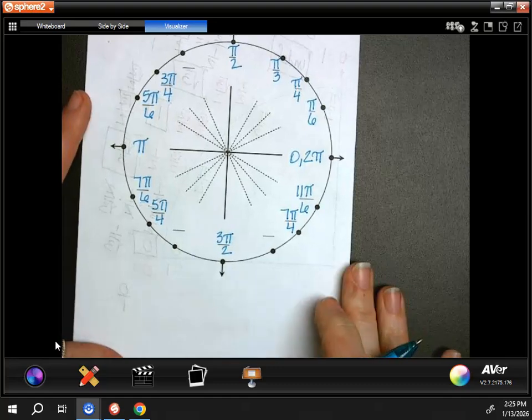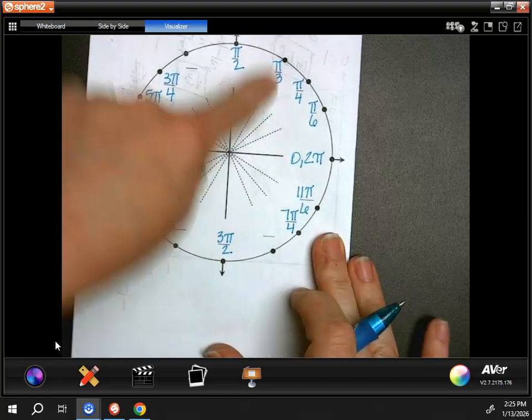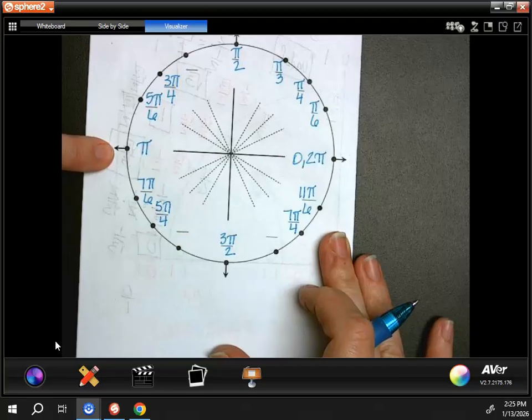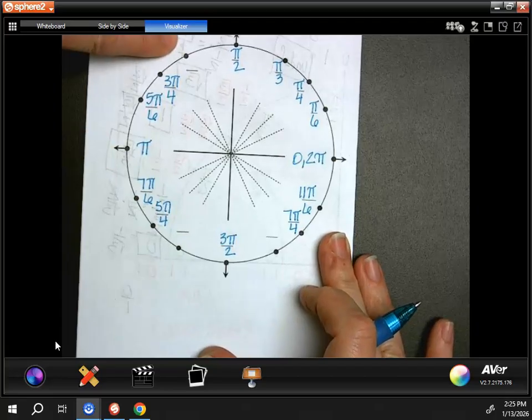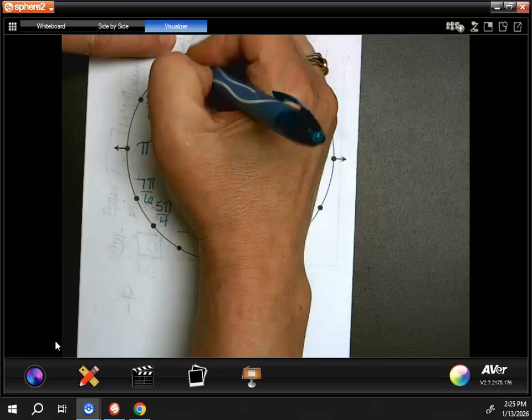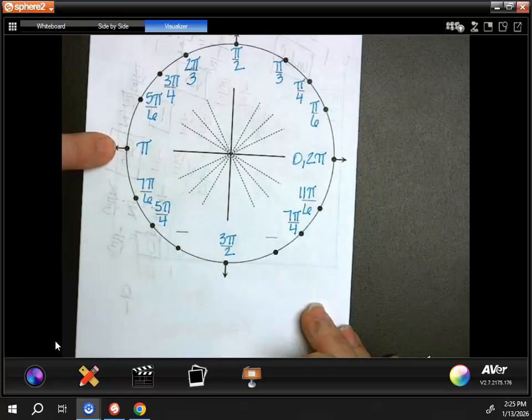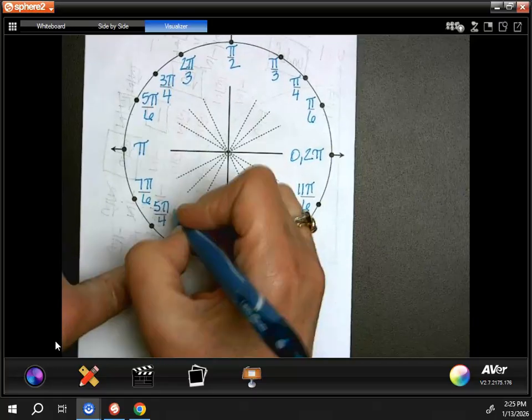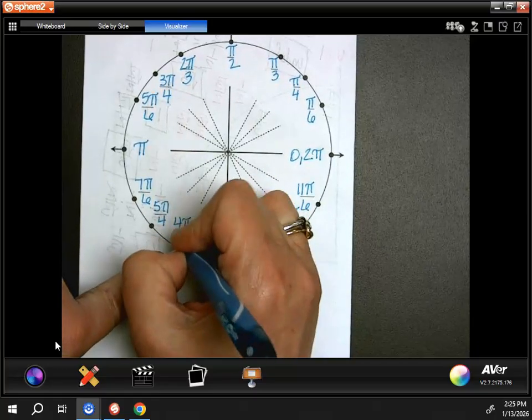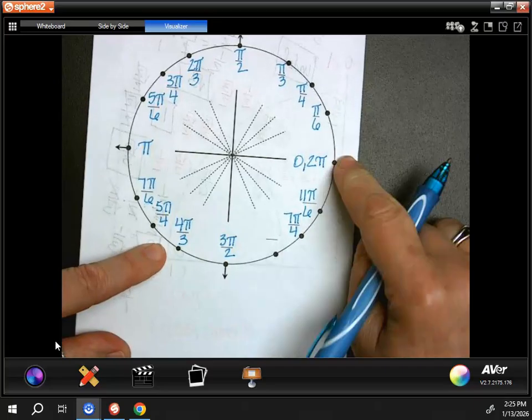Everybody good so far? Now we're with the pi thirds. So pi would be 3 pi thirds. I back up one, and I get what? 2 pi thirds. Go back to 3 pi thirds, go forward one, and I'm at 4 pi thirds. 2 pi would be what?